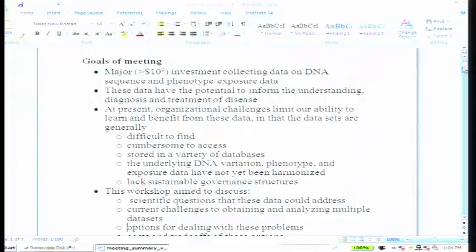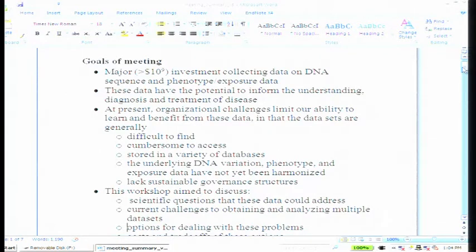Okay, so basically, meeting goal: we have a major investment in DNA sequence and phenotype exposure data. These data have the potential to inform the understanding, diagnosis, and treatment of disease. At present, there are significant organizational challenges that limit our ability to learn and benefit from these data optimally, in that these data sets are generally difficult to find, cumbersome to access, and stored in a variety of databases. The underlying DNA variation, phenotype, and exposure data have not all generally been harmonized, and there is some lack of sustainable governance structures for what's going on.